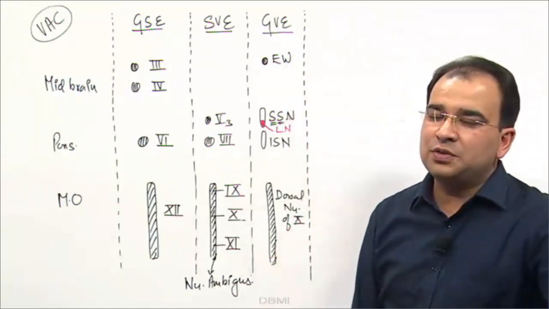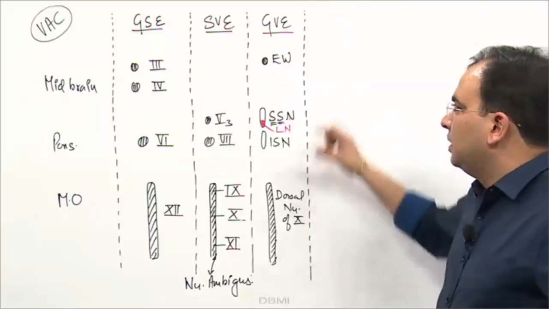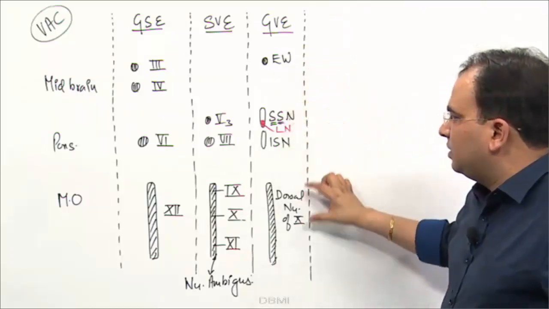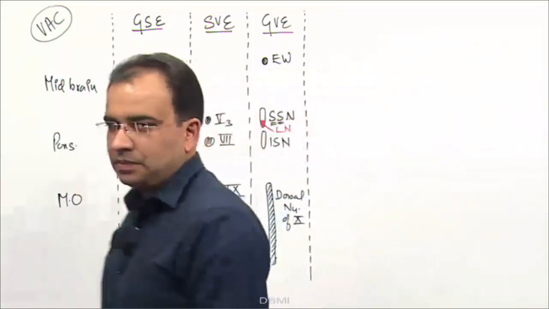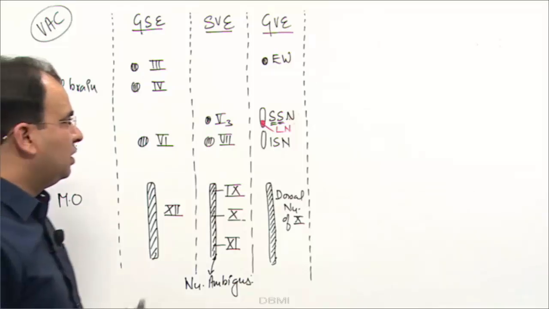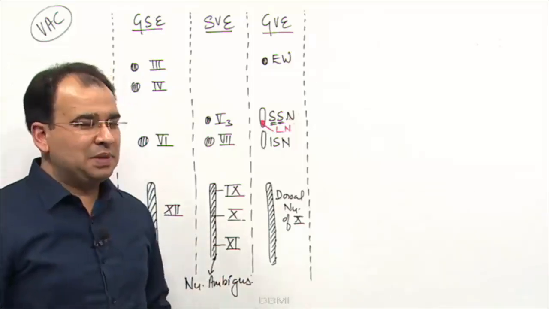Please note 3, 7, 9 and 10. These are the 4 cranial nerves which are parasympathetic.